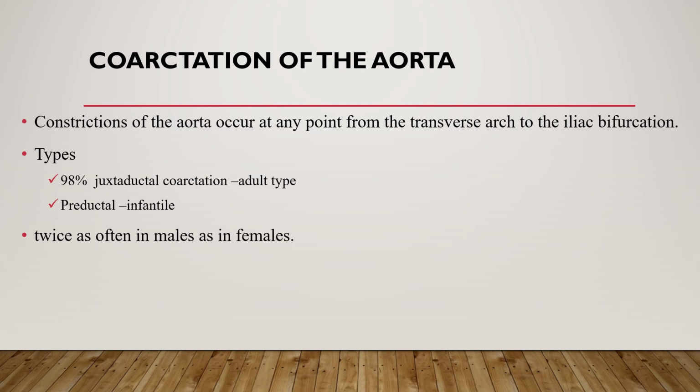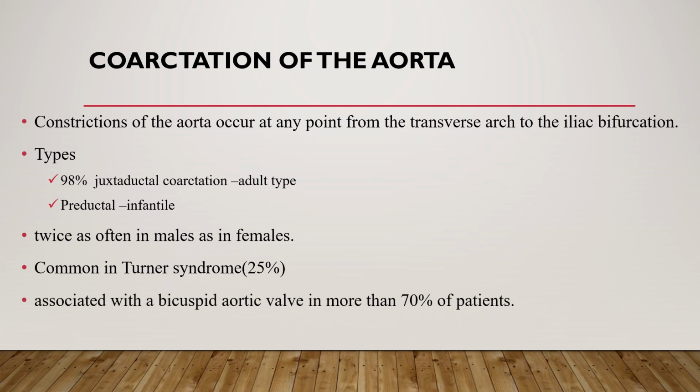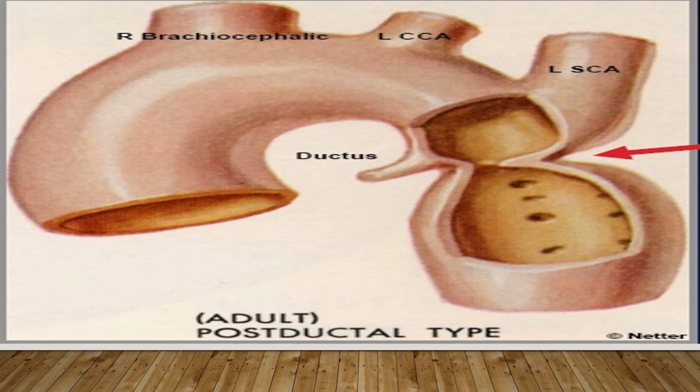Coarctation of the aorta, as we talked about in the last section, is more common in males than in females. Obstructive lesions, especially left-sided obstructive lesions, are more common in males, whereas shunt lesions are more common in females. Coarctation of the aorta is common in Turner syndrome, and around 25% of those who have Turner syndrome are found to have coarctation of the aorta. It is associated with a bicuspid aortic valve in more than 70% of patients. This image shows postductal or juxtaductal coarctation, coarctation just below the origin of the ductus arteriosus.